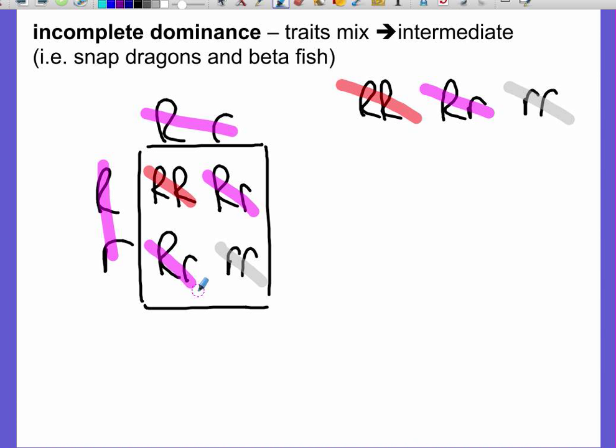So we have probabilities for those three different colors out of this. 1 out of 4 are going to be red, 2 out of 4, or 1/2 of the offspring are going to be pink, and 1/4 of the offspring are going to be white. So the big difference here, this incomplete dominance, there is an intermediate phenotype that shows up when you're that heterozygous genotype.